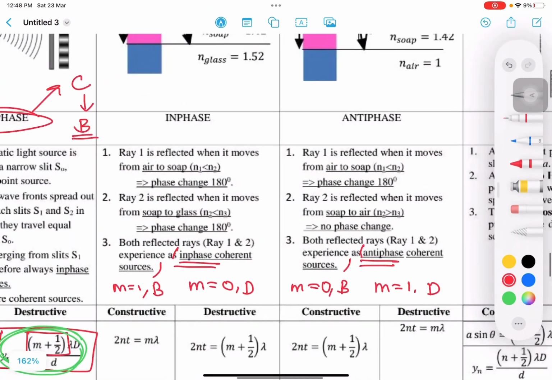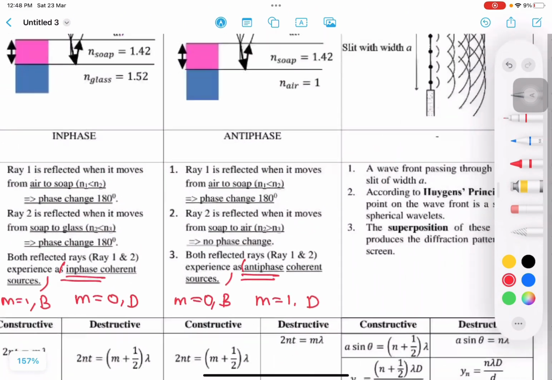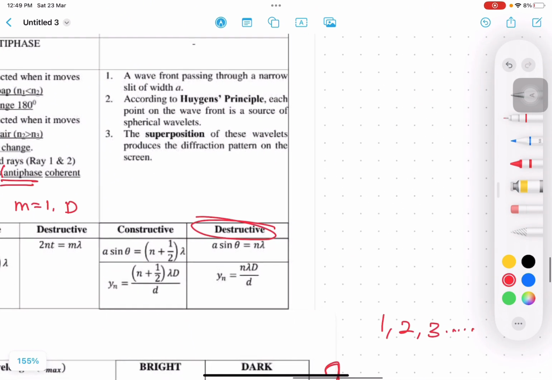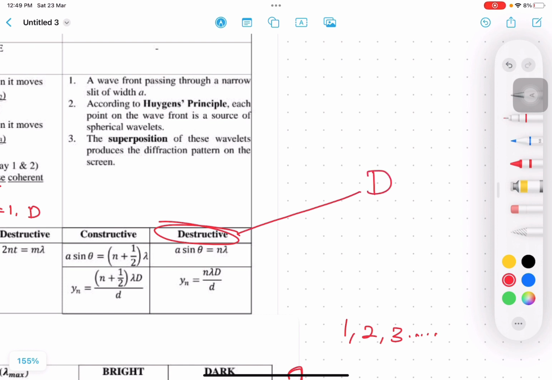Alright, let's jump into one slit, the single slit. For single slit, in terms of the number of m or n, we don't really rely on in phase or anti-phase because it is not in phase or anti-phase. Basically, for one slit, we will look at the dark side, the dark fringe. The formula will be straightforward. It will always start from the dark. The question will always mention the minima, the dark fringe, and so on.